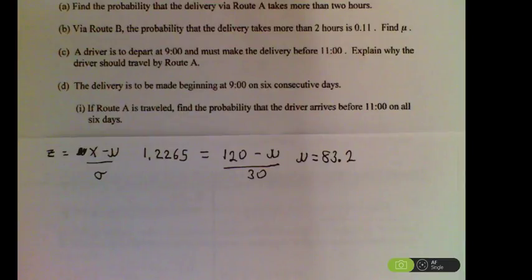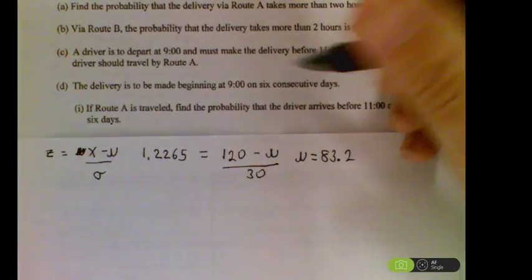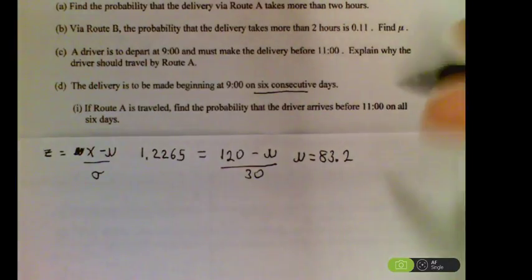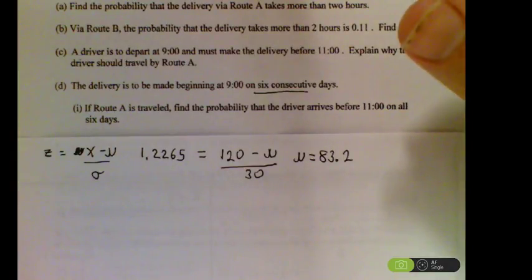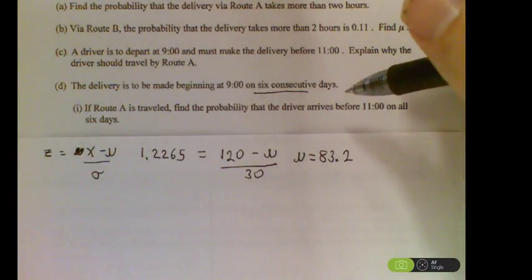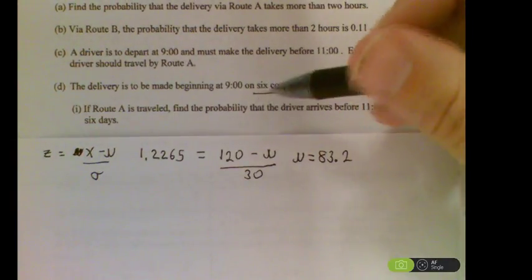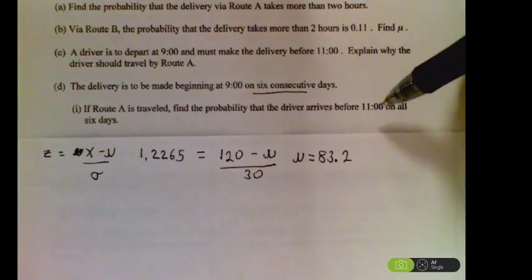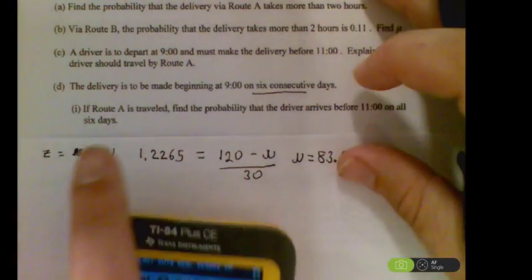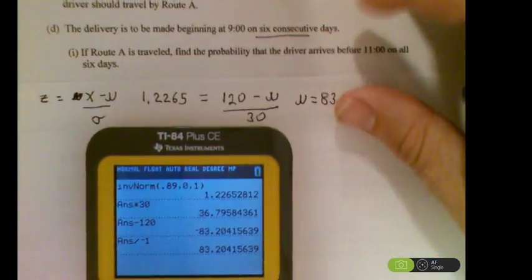So deliveries are made at the beginning at 9 on 6 consecutive days. Notice on this one we're now dealing with multiple days. So there's our number of trials. There's where we jump into the binomial features of our calculator, since we're dealing with multiple days going on here. So if route A is traveled, what's the probability that they arrive before 11 on all 6 days? Let's go to our binomial feature here in our calculator.